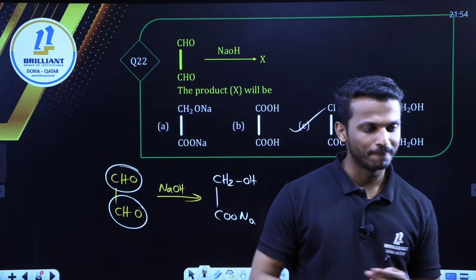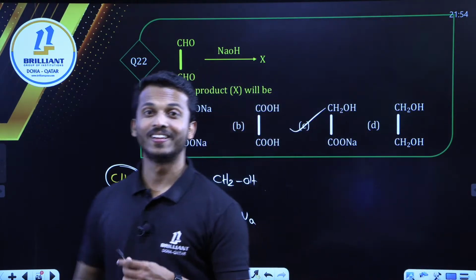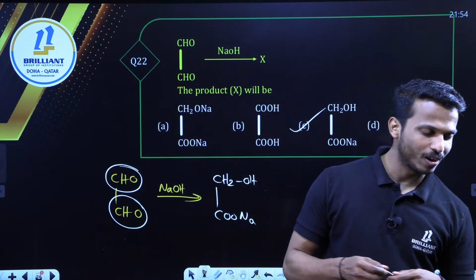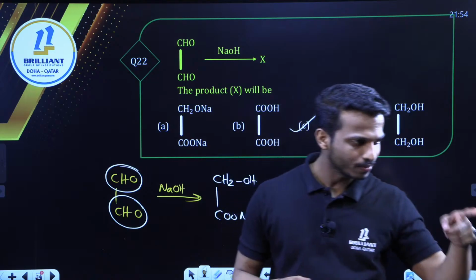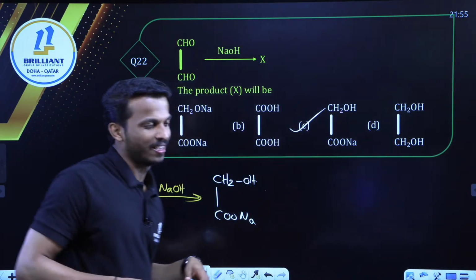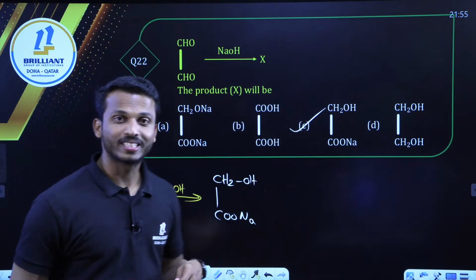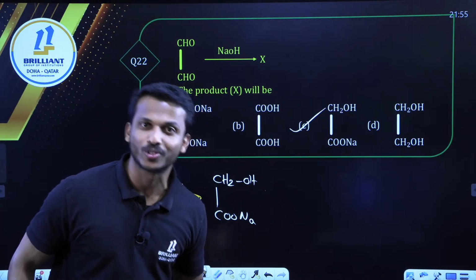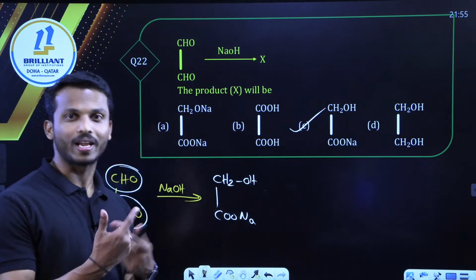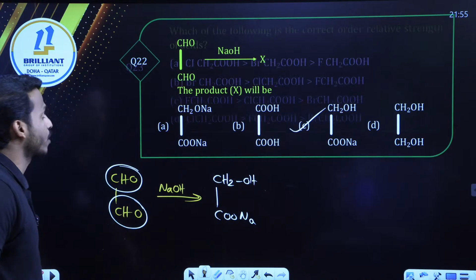Are you clear? Prapti and Nitin gave the correct answer. Try to understand: it is a Cannizzaro reaction because there is no alpha hydrogen, and you can understand from the options what type of reaction it is. Option C is the correct answer, not wasting time.